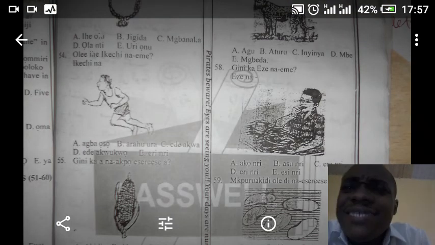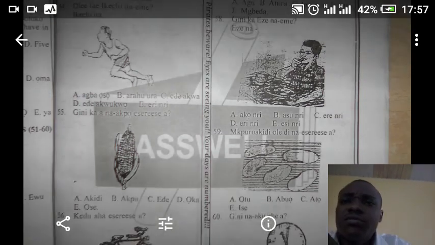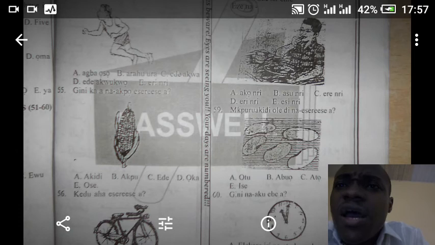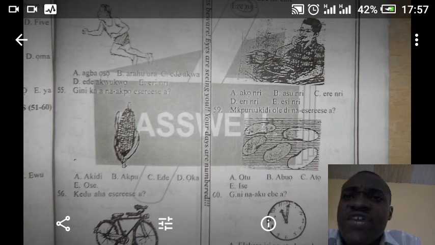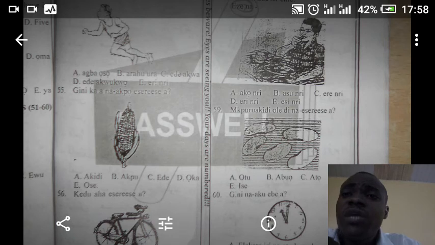Number 58. Gịnị ka eze na-eme? What is eze doing? A. Akọ nri. B. Asụ nri. C. Ere nri. D. Eri nri. E. Esi nri. The answer is D, which is eri nri. Alright.